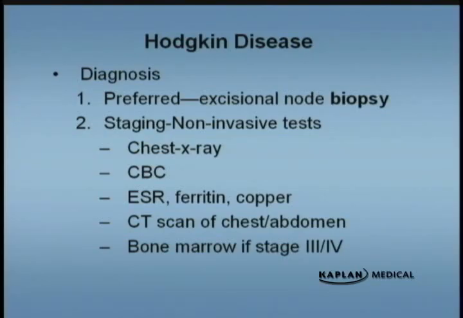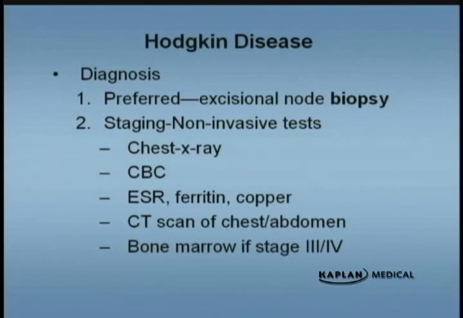Staging can be done with some non-invasive tests. All patients that have Hodgkin's disease need a chest x-ray to look for any metastasis. A CBC may be helpful. The serum ferritin and copper tend to be elevated, and these can be used for Hodgkin's disease. Patients, once they have the diagnosis, should also have a CT scan of the chest and abdomen, again looking for other node involvement.